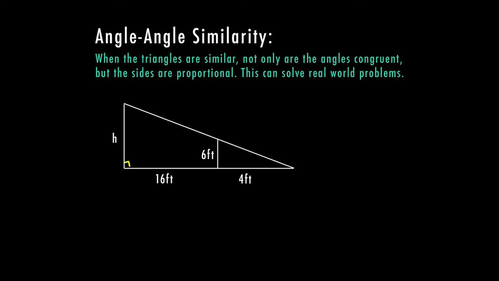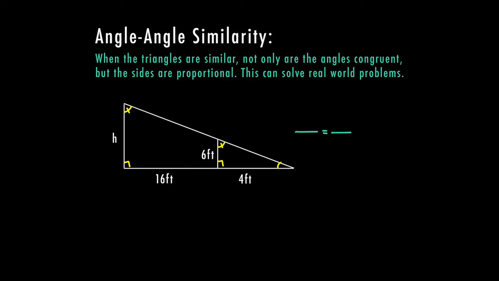So I know that this angle and this angle are both right angles, and they also share this angle. So that means that these top angles have to also be equivalent. So I can use the numbers here that I know, and I can set up a proportion in order to figure out my missing h.